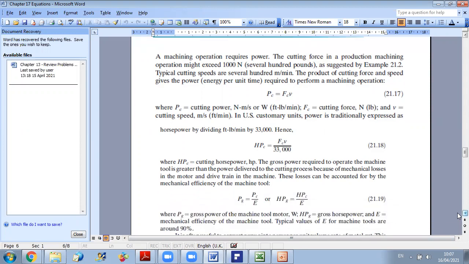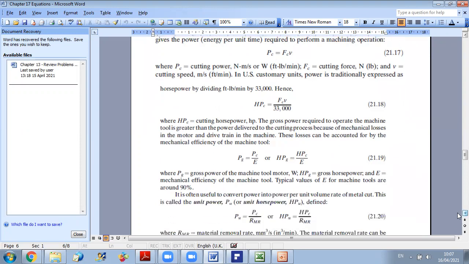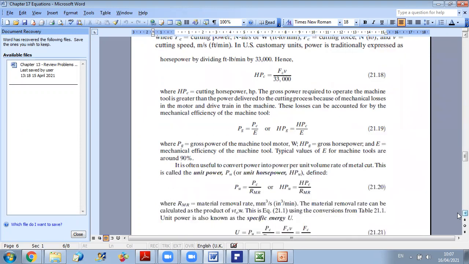Now, concerning the gross power, what do we mean by the gross power? You know that any operation will have losses, okay? So the cutting power will be your output, but to provide this power, due to mechanical losses, you should provide a higher power. So the gross power required to operate the machine tool will always be greater than the power delivered to the cutting process because of the mechanical losses in the motor and drivetrain in the machine. This is why, to account for these losses, you can define the mechanical efficiency of the machine, and then the gross power can be obtained as the cutting power over the efficiency.